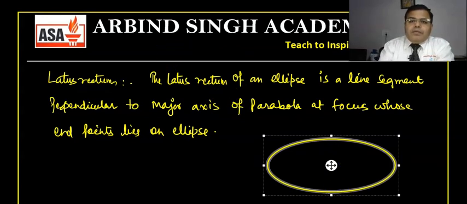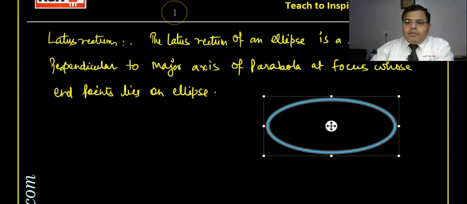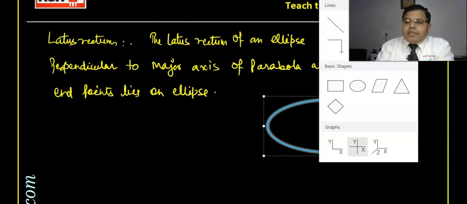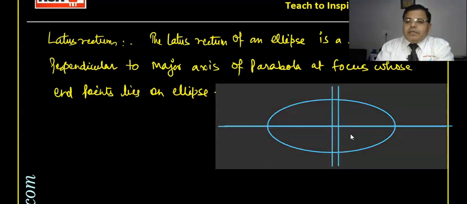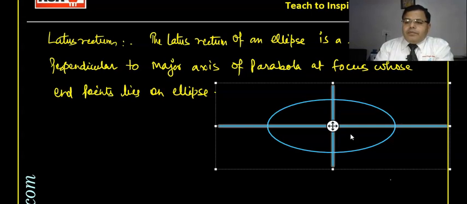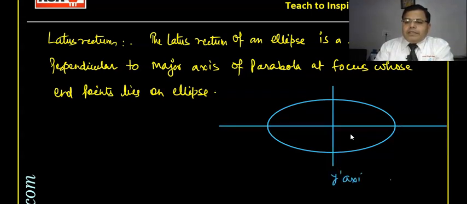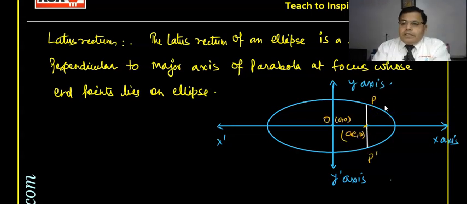So this is what the definition says, and on the basis of the definition we will have the latus rectum and focus and all these things. So this is the ellipse. This is the y dash axis, this is the x dash x axis, x axis, this is x dash, and this is the y axis. This is the focus S, and there is another focus S dash. The coordinate is c comma 0, but c is ae, that we have proved in the previous lecture.